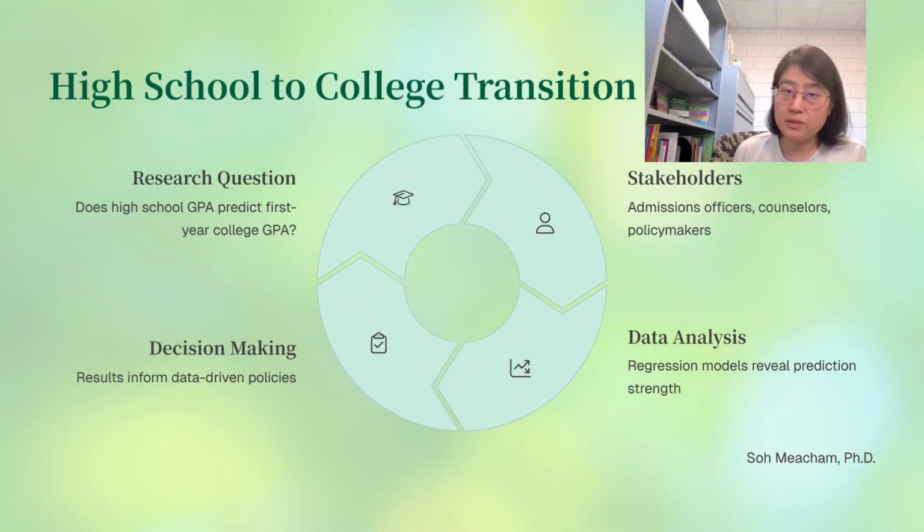Now let's look at an example from high school. Suppose a researcher is studying whether high school students' GPA predicts their first-year college GPA. This kind of analysis is extremely common in educational policy and accountability research. Admissions officers, school counselors, and policymakers rely on this type of information to make data-driven decisions.